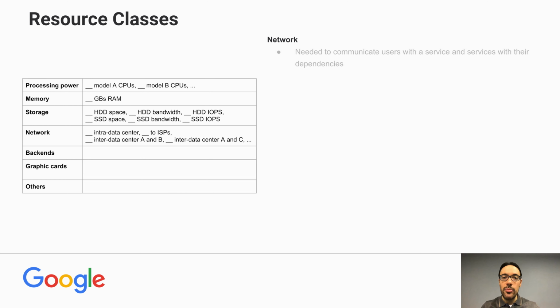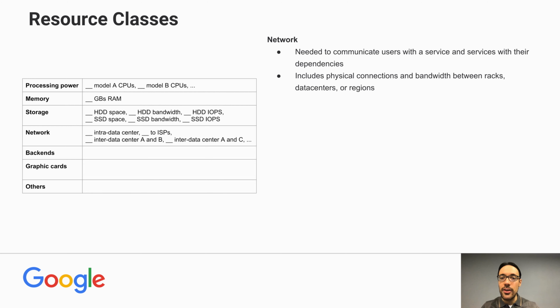Network resources enable the communication between users and a service and between the service and its dependencies. Network resources include physical connections and bandwidth between racks inside of a data center, between data centers, or between faraway regions such as Europe and the United States. If the network is slow, it intuitively causes increased latency.